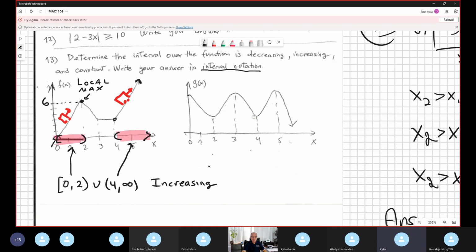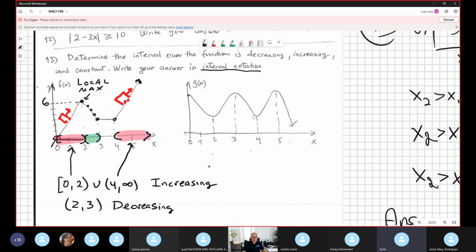Now, what about decreasing? Decreasing is obviously from 2 to 3. Let me select another color, maybe green. From 2 to 3 is decreasing. Of course, again, not including 2 and not including 3, because 3 is a transitional point. This is decreasing, and now from 3 to 4 is constant. So now I have no idea about the behavior at 3. So it's parenthesis 2, comma 3, not including both endpoints, is decreasing.